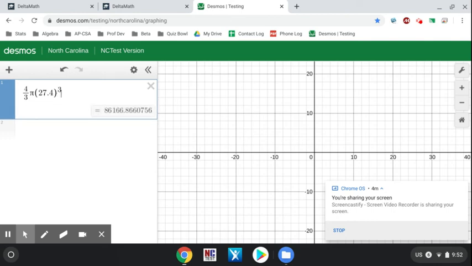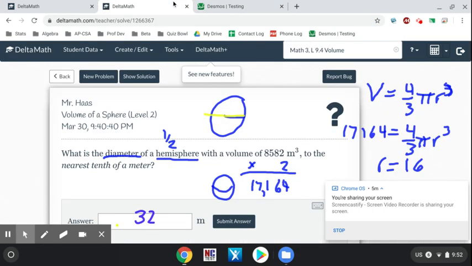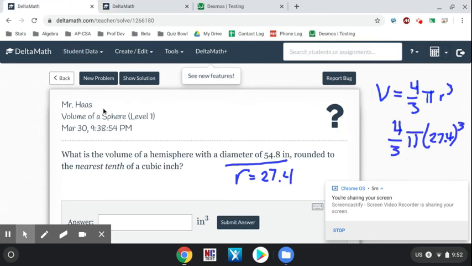The only problem with that answer is that the 86,000 number is the volume of an entire sphere. So if I want a hemisphere, half the sphere, I'm going to have to take that answer and multiply it by 1/2 because I only want half. So that's 43,083.43. I think it wanted it to the nearest tenth. So that would be 43,000.